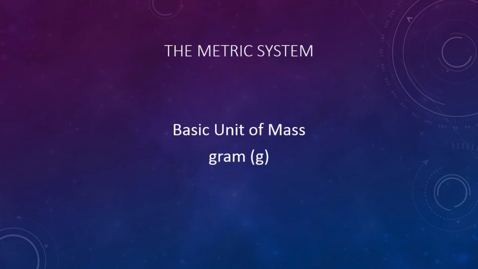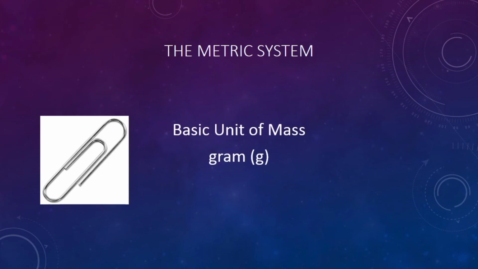Mass is a measurement of the amount of matter. It is similar to weight, but not exactly. We'll look at the differences later. The basic unit of mass is a gram. A paper clip is about 1 gram.